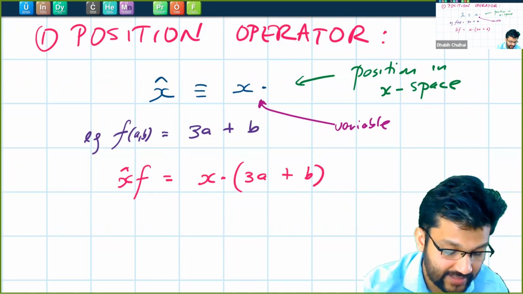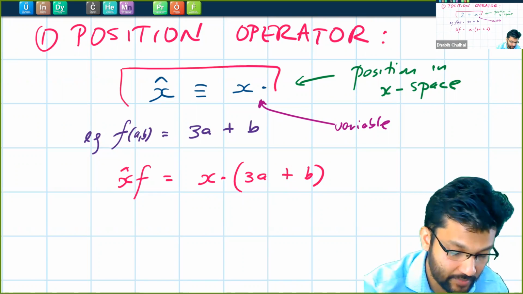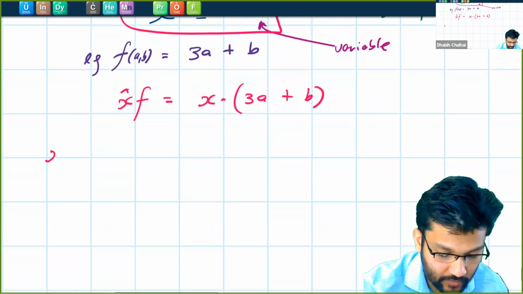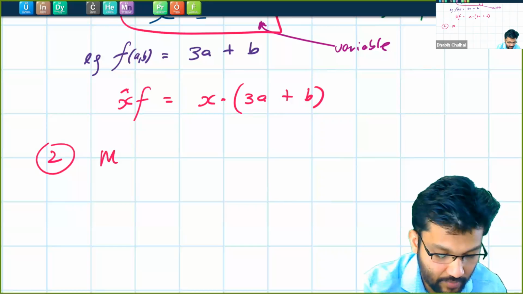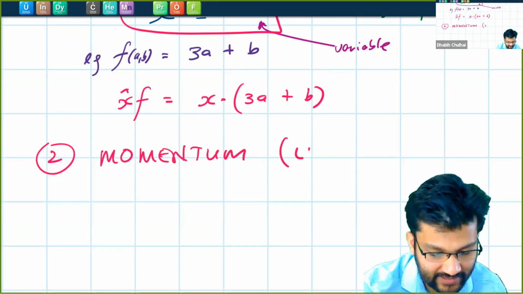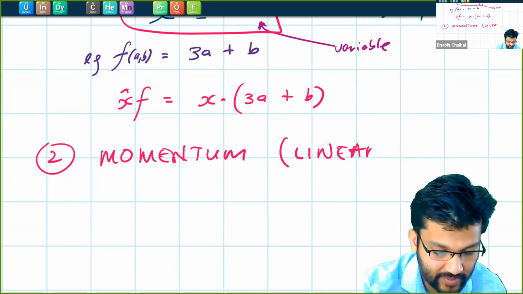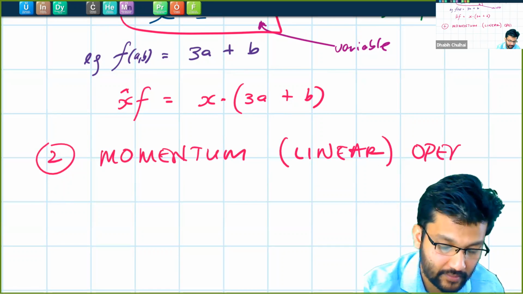All right, so I said there's two operators. So here's the position operator. And the second one that's important is the momentum. Or really, it's the linear momentum. There's different kinds of momentum operator.